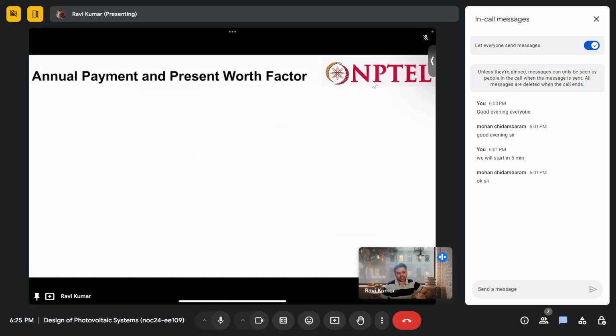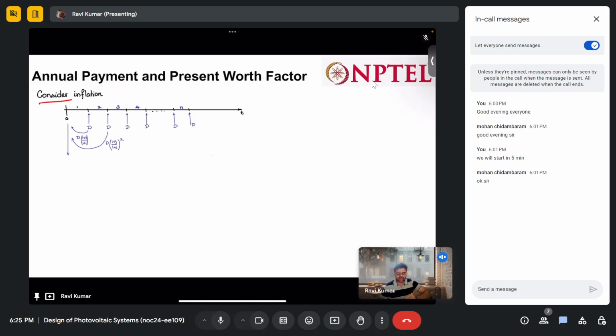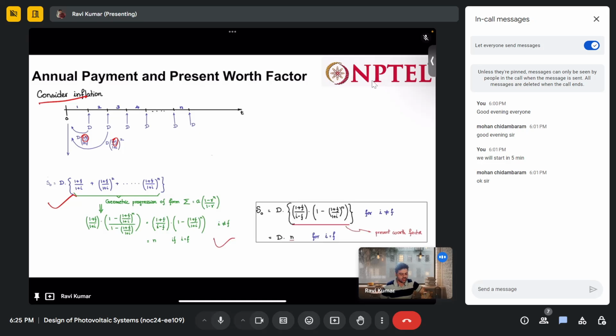Okay, so here in this particular case, we have not considered inflation. We have considered inflation is 0. And if we consider inflation, we will have this particular F factor as well. In the previous case it was 0, and if we do the same thing while calculating with inflation, we get this particular formula. And this is the same thing, the present worth factor, by considering the inflation.